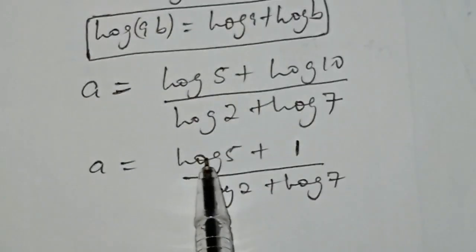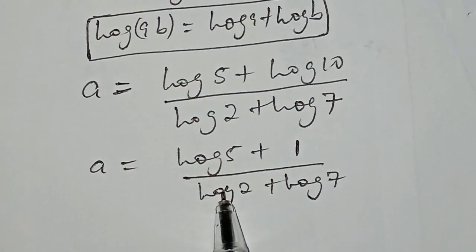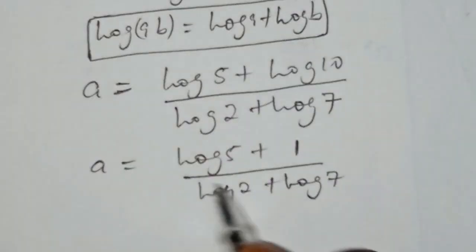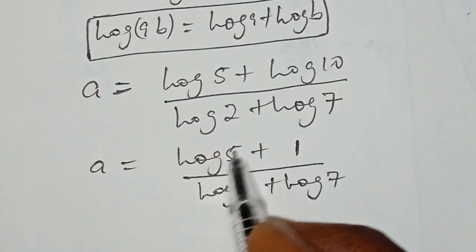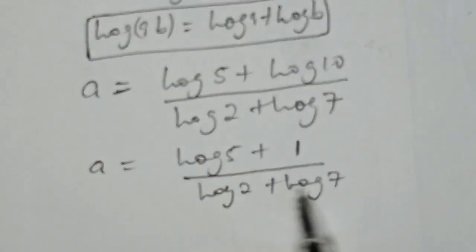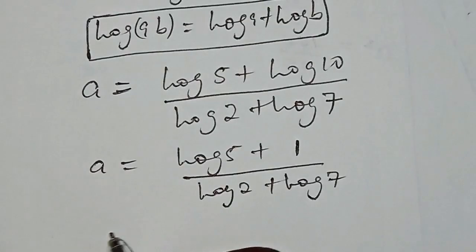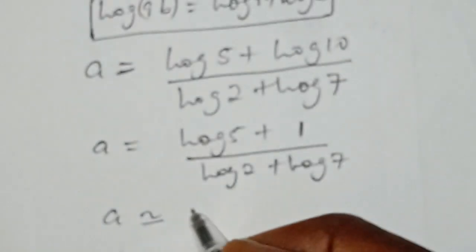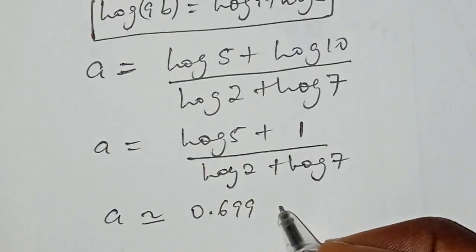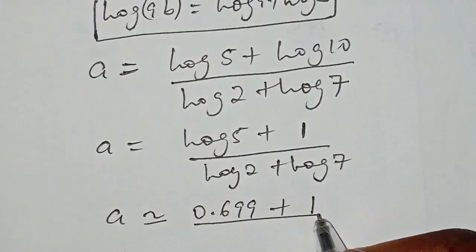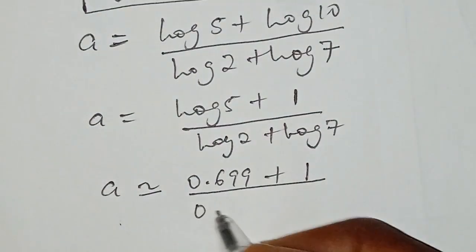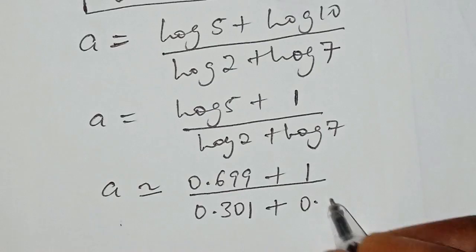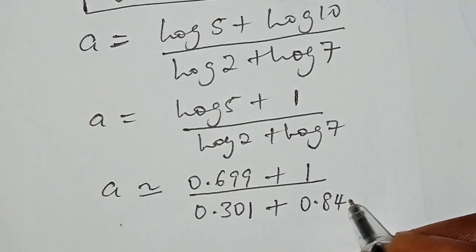Now we find this with our calculator, and likewise the expression in the denominator. So if we get the value of this from our calculator, likewise the denominator, then our a will be approximately given as 0.699 plus 1 over 0.301 plus 0.845.